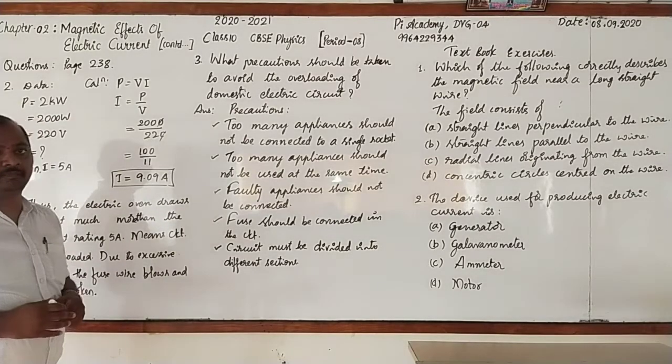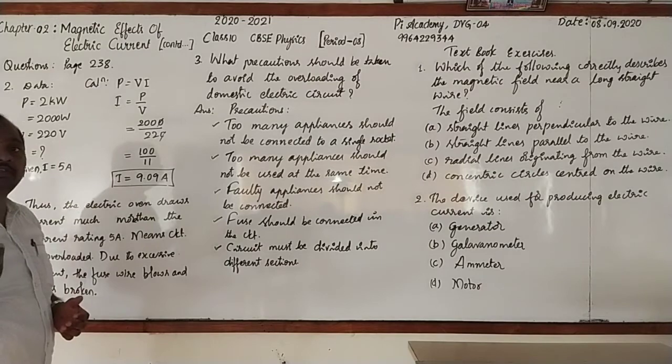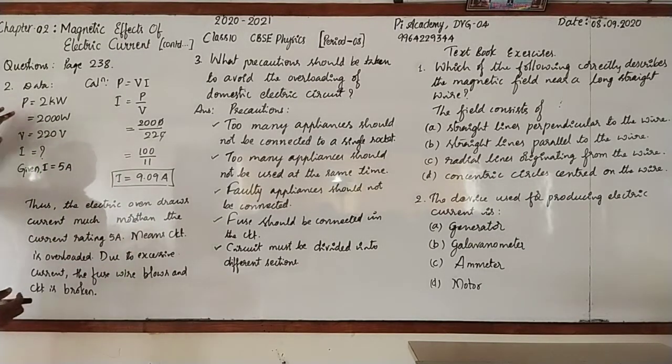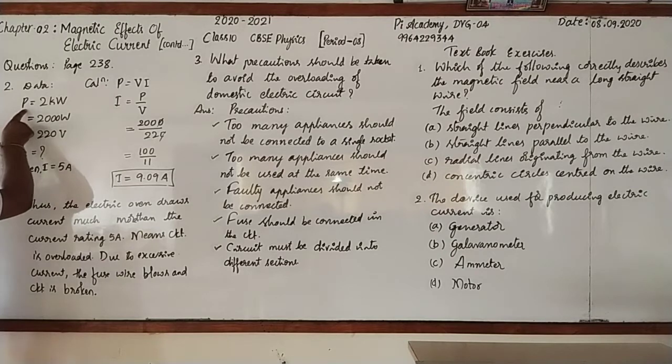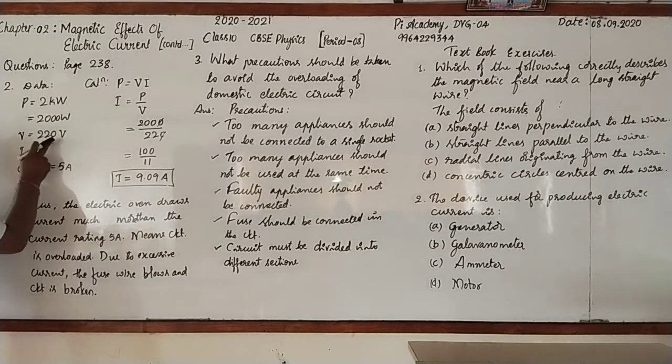operated, what may happen? If you want to write the results, first you have to find out what amount of current is drawn by this electric oven. Let us go for that. Observe it. Here in the data we have written the power of the electric oven is 2 kilowatt, where kilo means 1000, 1000 into 2, 2000 watt. And the voltage is 220 volt. The current to be drawn is 5 amps. But we do not know the amount of current drawn by the electric oven.